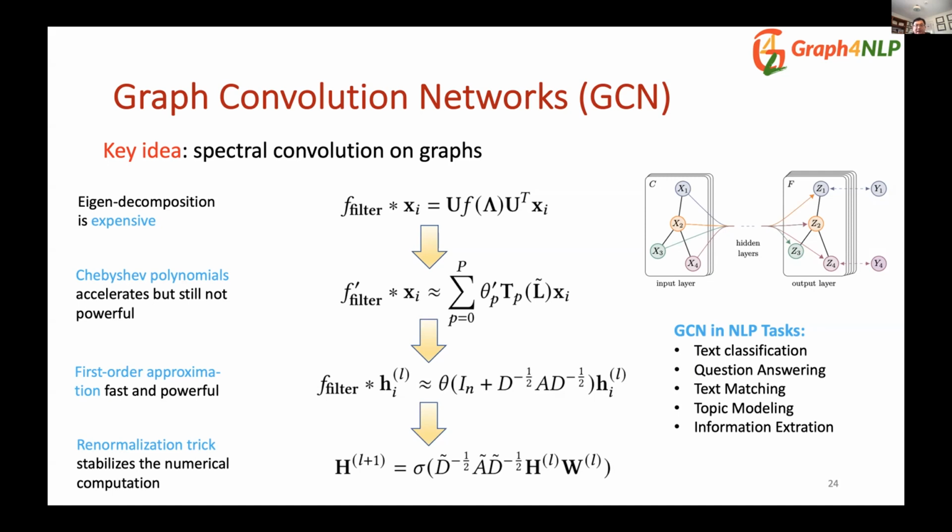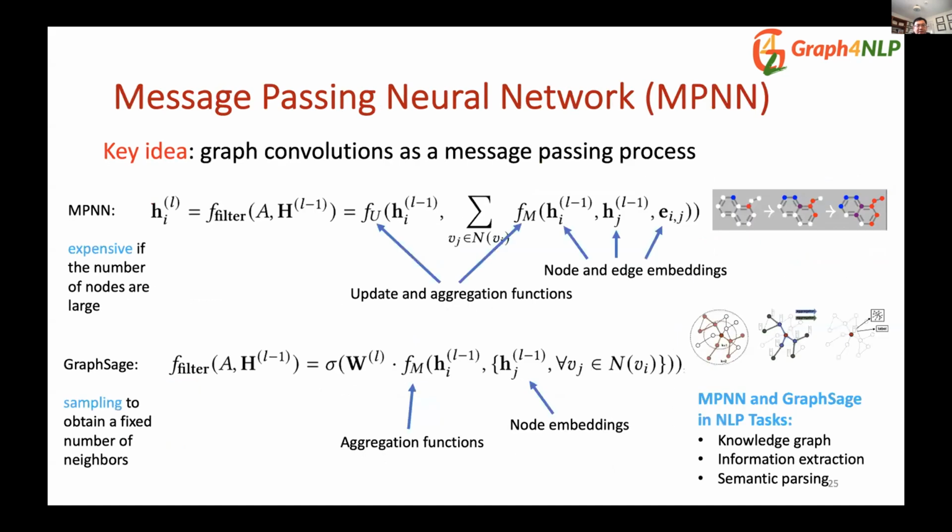This GCN method has been widely used for many NLP tasks, such as text classification, question answering, text matching, topic modeling, and so on. The second type of method is the message passing neural network. The key idea here is that instead of doing the spectrum convolution, you now cast the graph convolution as a message passing process. There are two typical methods here.